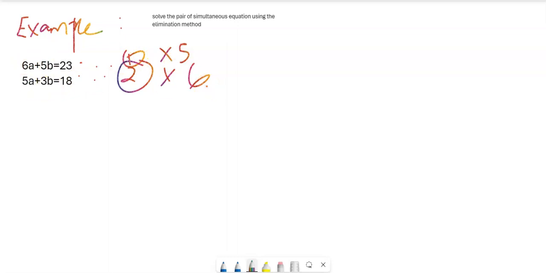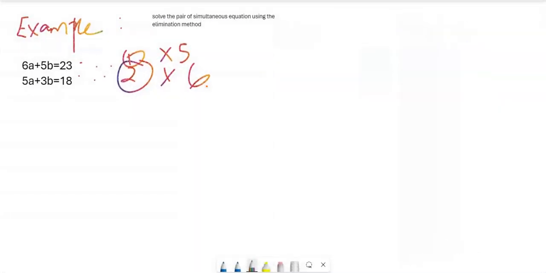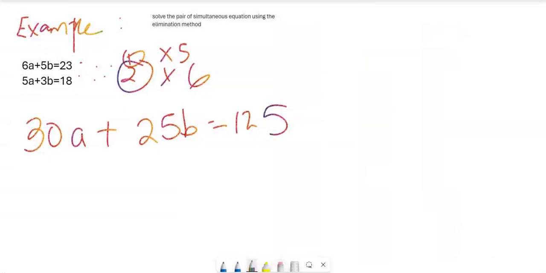Why is that? We want them to be the same. 5 multiplied by 6 is the same as 6 multiplied by 5. So when we switch them and multiply, we'll end up getting the coefficients to be the same. So remember, it's the entire equation that you're multiplying by this number. So 5 multiplied by 6a, that's 30a. 5 multiplied by 5b, that's 25b. 5 multiplied by 23 equals 115, equation 3.